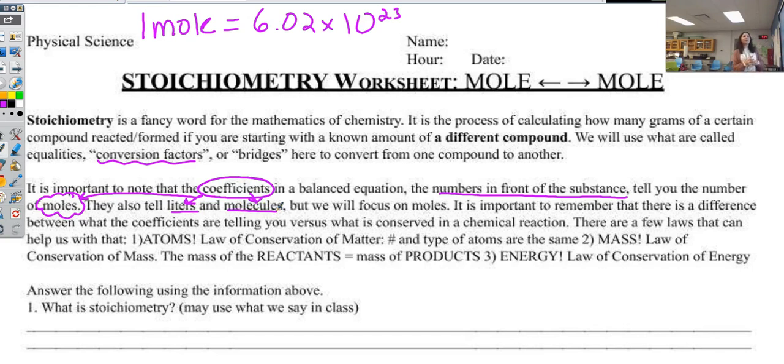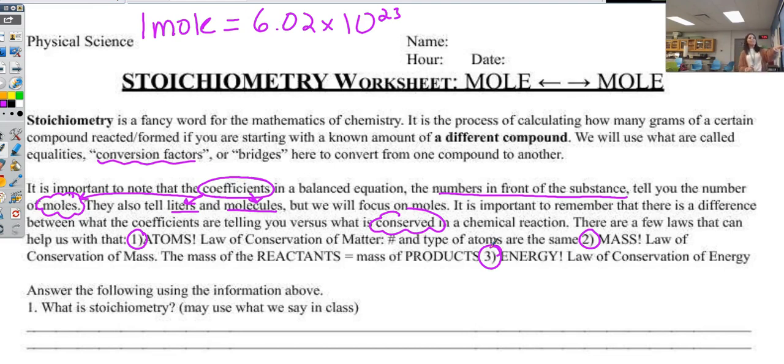It's important to remember that there's a difference between what the coefficients are telling you versus what is conserved. So I want to make sure that I go over what is actually conserved. When we talk about conservation, there are really three conservation laws. One is conservation of matter. A second one is conservation of, tell me another one. I heard it, mass. And a third one, conservation of energy. Perfect. Those are the three.